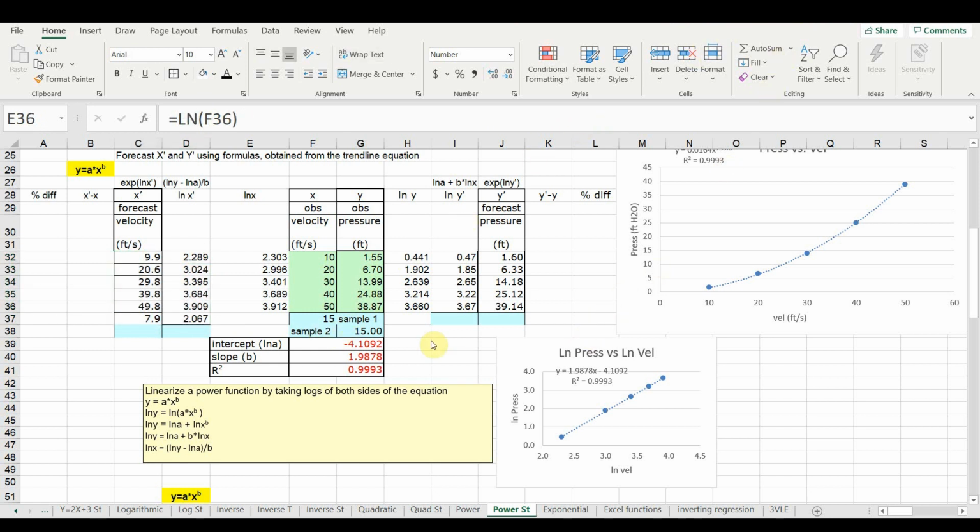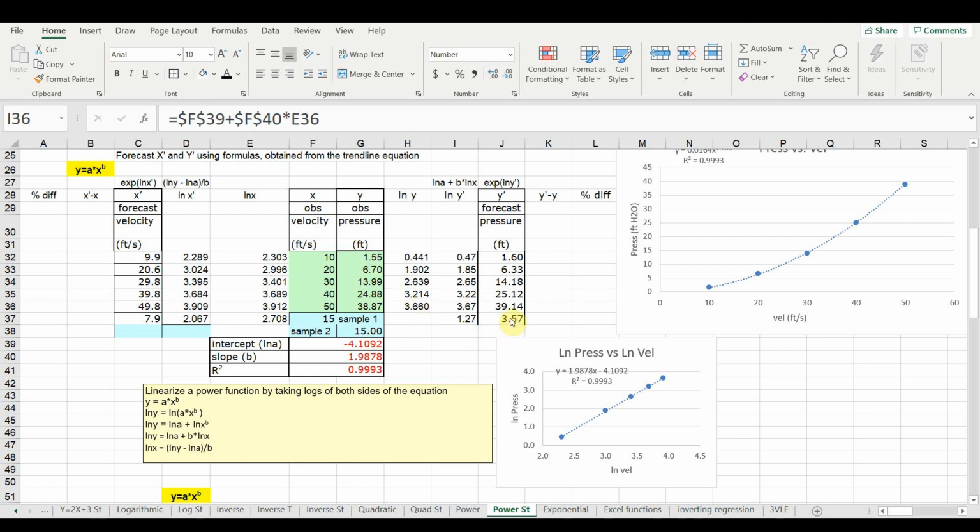And finally, let's forecast values for our unknowns. An x value observed of 15, how do we calculate the y value? We're going to need to actually use ln of x rather than x, and then we can forecast ln y prime and y prime. Just copy those down. How does that look? A velocity of 15 lies about here. It should have a pressure between, say, 2 and 6, and that's what we come up with.